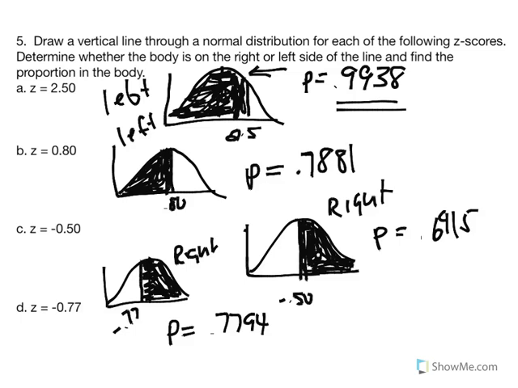So again, the purpose of these types of problems is just to get us familiar with the location of a z-score and how to utilize the unit normal table given the area of interest, whether it's the body, the tail, or the area between the mean and the z. So again, developing those basic skills so that we can take it to the next level of finding the proportion between scores.